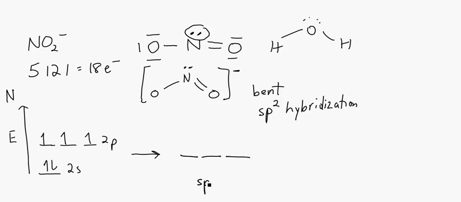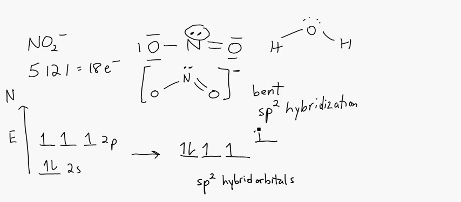These are sp2 hybrid orbitals. Okay, and it also means that one of the p orbitals is not involved in hybridization. So we've got electron there, there, there, and we have an electron there as well.